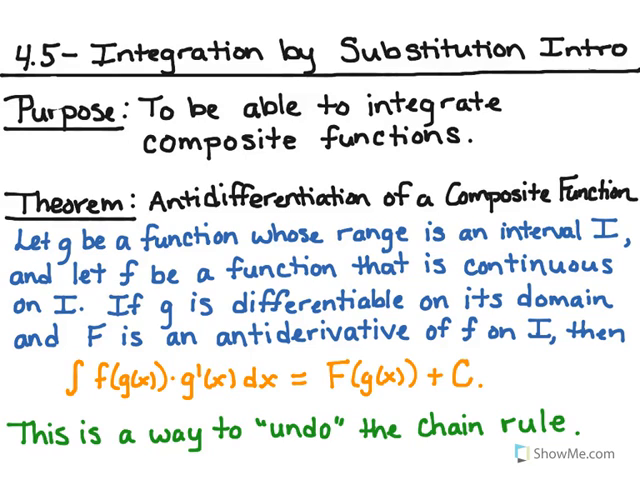And it states, let g be a function whose range is an interval I, and let f be a function that is continuous on I. If g is differentiable on its domain, and capital F is an antiderivative of f on the interval I, then we have this integral below, where the antiderivative of f of g of x times g prime of x is equal to capital F of g of x plus c. Now I know that looks incredibly confusing, but just take a minute, write it all down, and then let's take a look at just two examples.